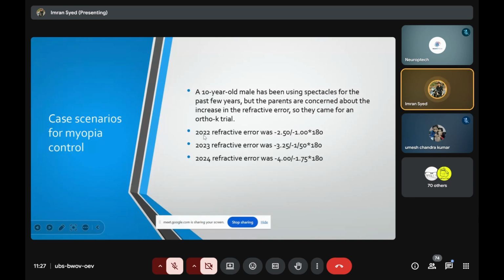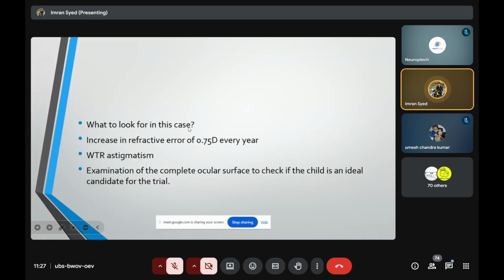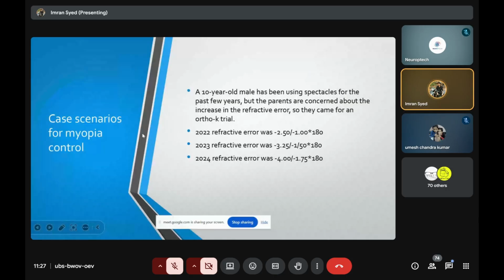While looking at the previous refraction values, as you can see, for 2022 the child's refractive error was around -2.5 and -1 diopters. For 2023, it was -3.25 diopters. And for 2024, it was around -4 diopters. So every year there is an increase of -0.75 diopters in the spherical power, which is not good. There is also with-the-rule astigmatism, because it is at 180 degrees.